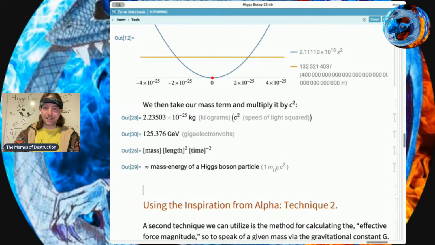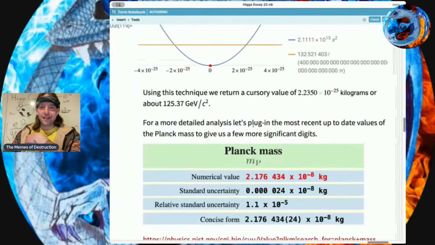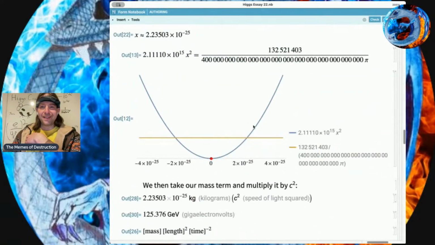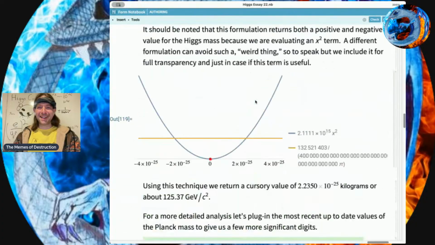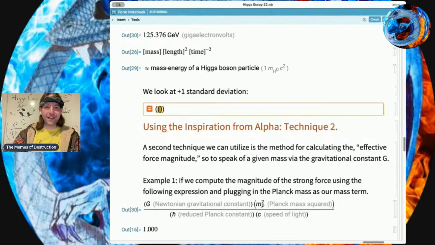Let's just blank this right now. Okay. All right. So we look at one deviation. We got a 2.4 there, so we're going to add that. Same thing that we had there that I just deleted. Do the same thing here. We're going to solve for kilograms.